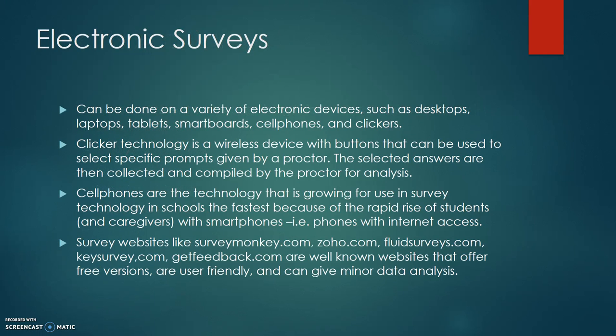Now we're going to get into specifically electronic surveys. Electronic surveys can be done on a variety of electronic devices, such as desktops, laptops, tablets, smartboards, cell phones, and clickers. Clicker technology is a wireless device with buttons that can be used to select specific prompts given by a prompter. The selected answers are then collected and compiled by the proctor for analysis.